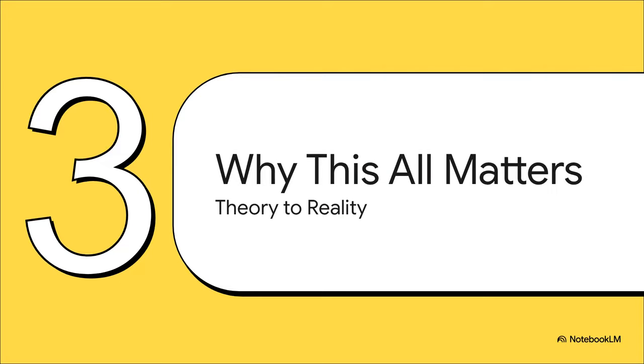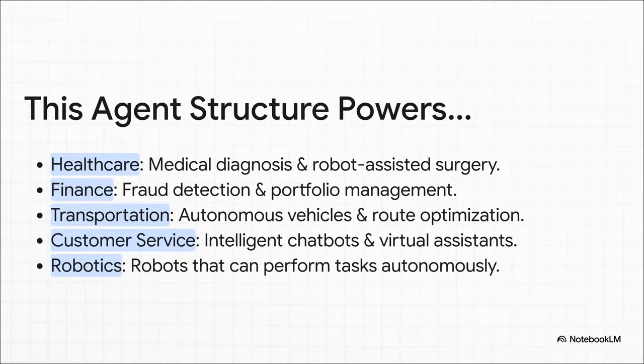Okay, so why have we gone on this whole deep dive into agent architecture? Why does any of this matter? Because this progression we just walked through, from simple reflex all the way up to complex utility, it's not just some abstract theory. It is the fundamental blueprint for pretty much every real-world AI application that is changing our lives right now. Seriously, once you know what to look for, you start seeing this agent structure absolutely everywhere.